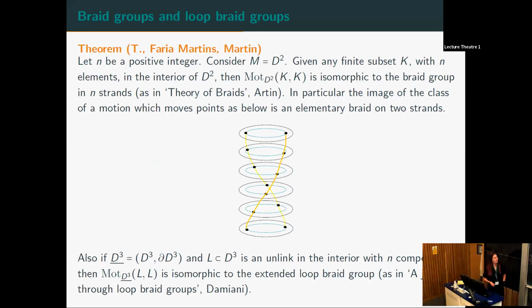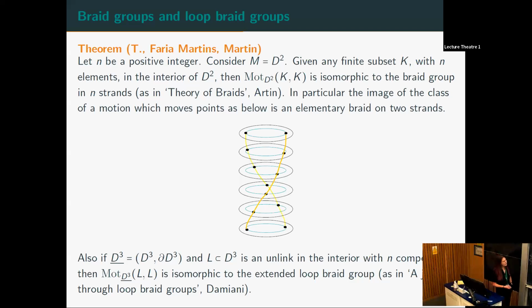Okay, and then the theorem we prove is that what we've constructed, if we take M to be D squared, and then take a finite subset, so a set of points in the interior of D2, we really do get something isomorphic to the Artin braid group. And that isomorphism is realized by sending a motion which moves points along the paths shown in this diagram to the elementary braid in the braid group.